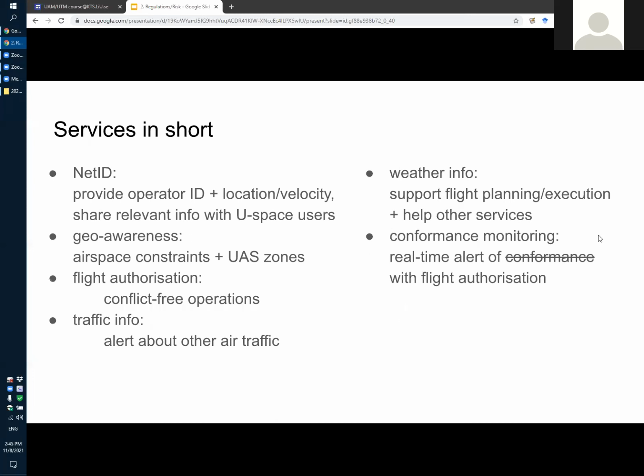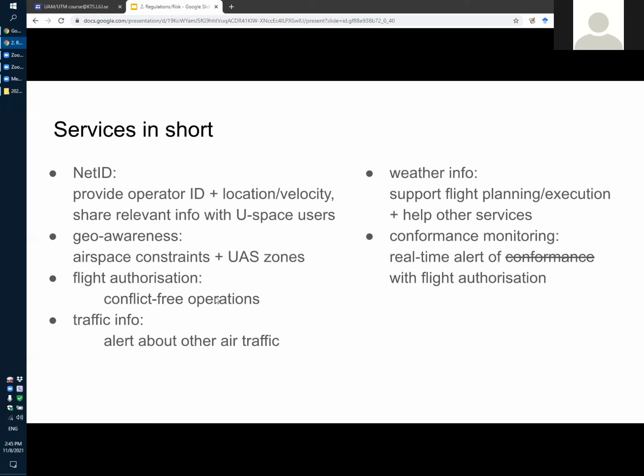And in very short descriptions of what they are: network identification should tell who is flying, where they are flying, and in which direction. And this information should be shared with other airspace users. So who is where? Geo-awareness are the airspace constraints and these zones for the drones. So where can you fly? So network ID: who and where is flying. Geo-awareness: where you can fly, under what constraints.